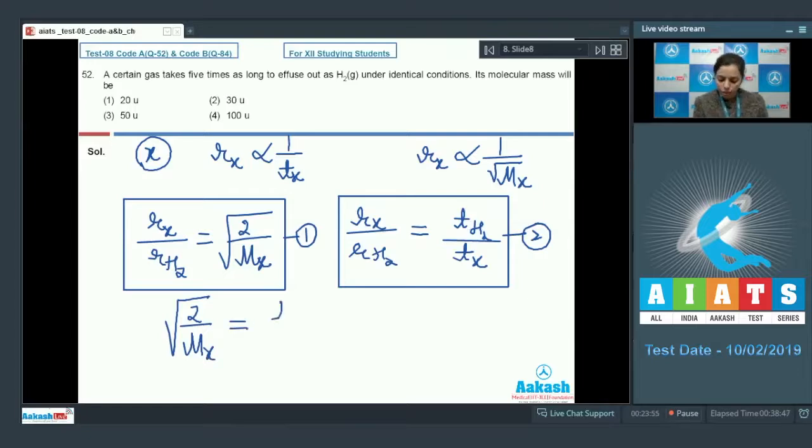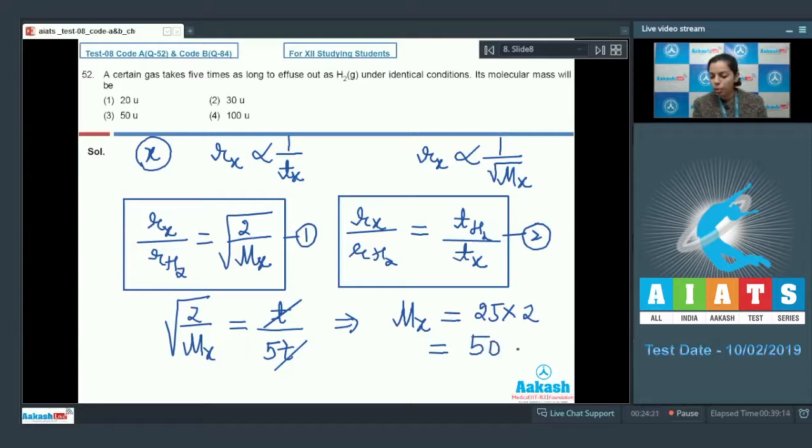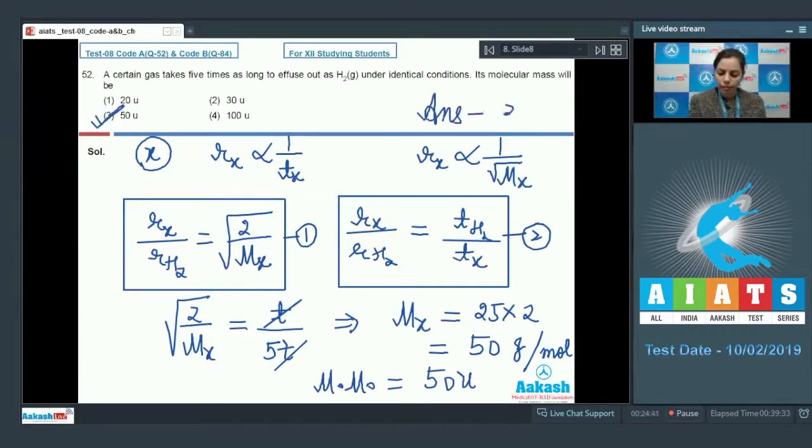We know that time taken by hydrogen is suppose T, then definitely the time taken by that unknown gas is 5 times of this. This way, these T can be cut, and ultimately we are getting here this Mx that is equal to 5 square into 2, that is 25 into 2, and it's equal to 50 gram per mole. That would be the molar mass, and definitely the molecular mass would be 50 u. So I'm just choosing 50 u. That's given here in option 3 as the correct answer.